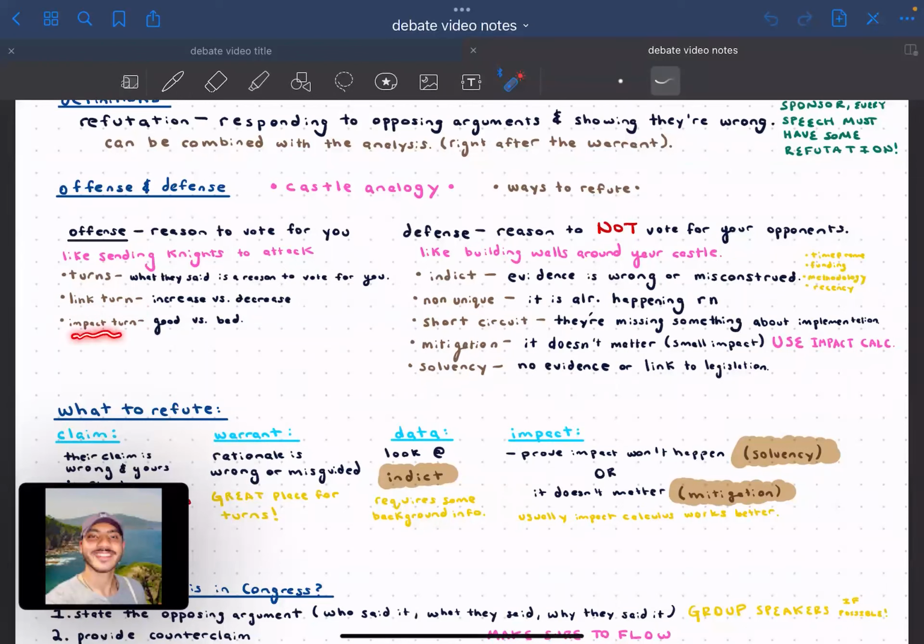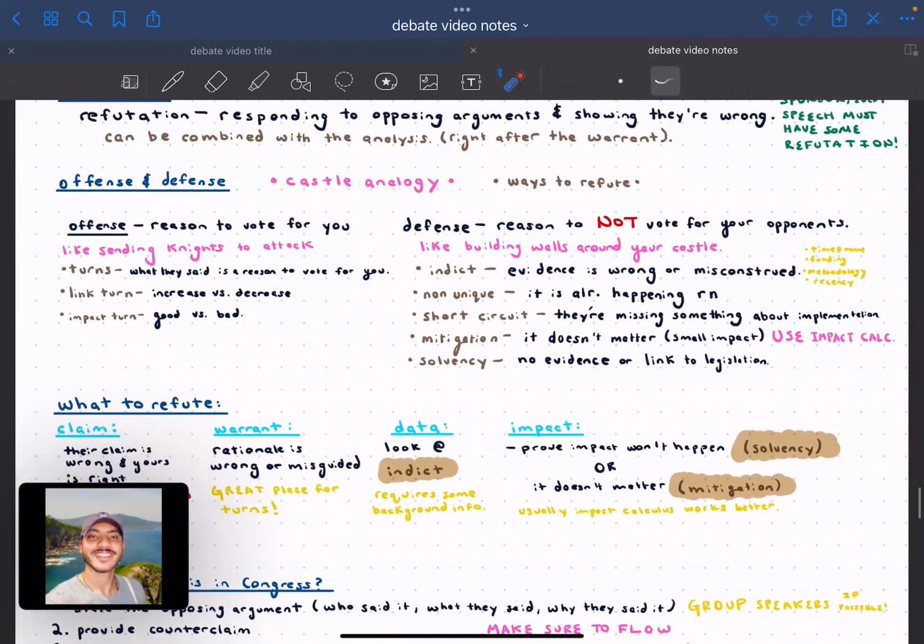An impact turn is another type of turn. Again, if your opponent says that this impact is good, you can impact turn them and show that that impact is actually bad. Or alternatively, your opponent can say that an impact is really bad, but you can show that it's really good. And again, this requires analytics, evidence, and analysis, all of these different things to validate your turn. But these are the ways that you show that there's a reason to vote for your side, right? And again, it's like sending knights to attack.